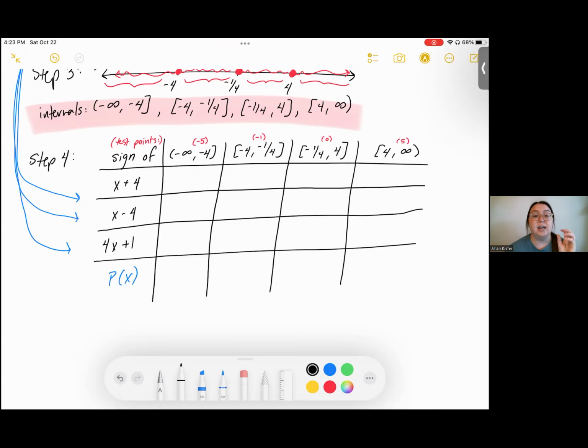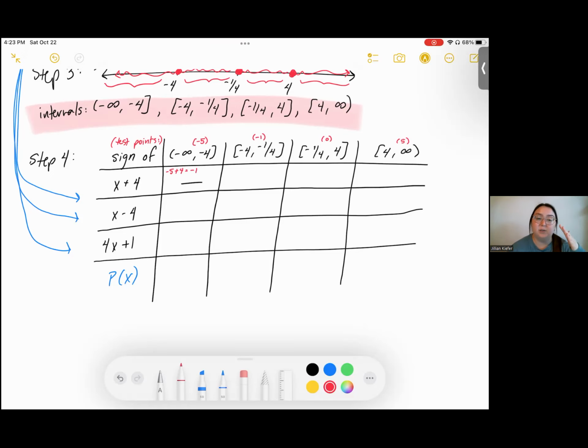We're going to write these in the first column just so we get a feel for what's going on here, and then we're going to stop writing them for each column after that. But just to get a feel for what's going on, we're replacing x with the test point. So this is really -5 plus 4. And if we find what -5 plus 4 is, it's going to be -1. We don't care about the value. We only care if it's positive or negative. And -1 is a negative number, which means that x plus 4 is negative on the interval -infinity to -4.